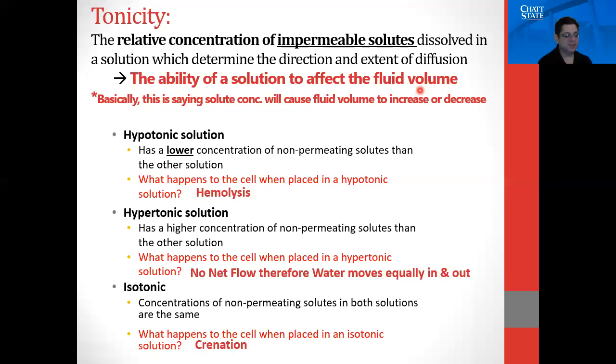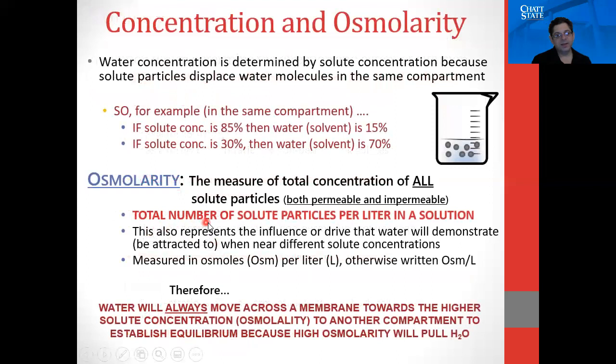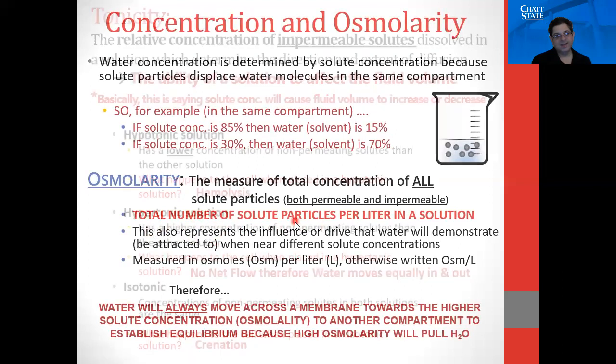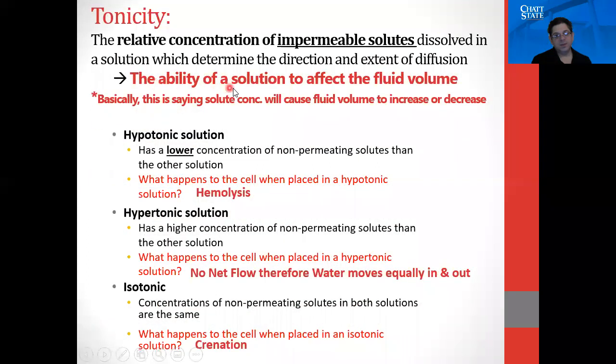So these definitions, I find they confuse a lot of people all the time, but I wanted to be clear about it. Please know these red bolded definitions. For osmolarity, it's the total number of solutes. And then for tonicity, the ability of a solution to affect fluid volume. Because the fluid's going to move in one direction or the other.